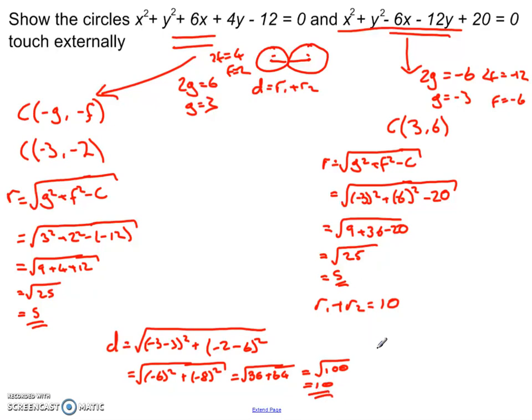So from that, I can safely say that D equals R1 plus R2, therefore the two circles touch externally at one single point. So the two circles lie outside each other and touch at that one point, purely because it satisfies this relationship here.